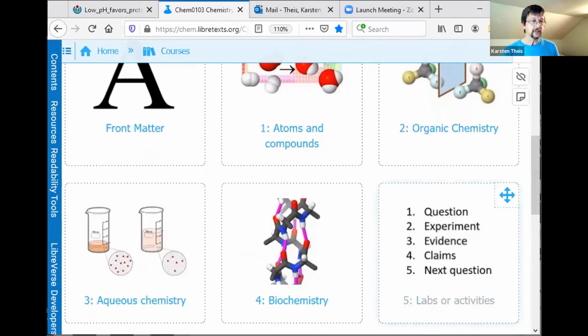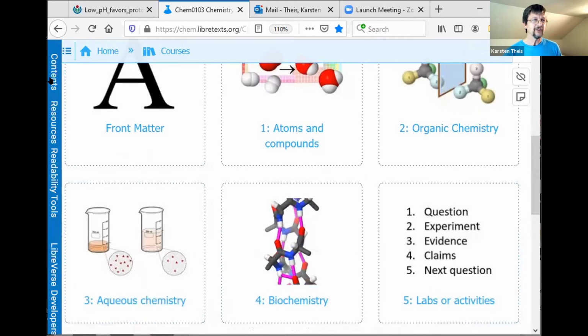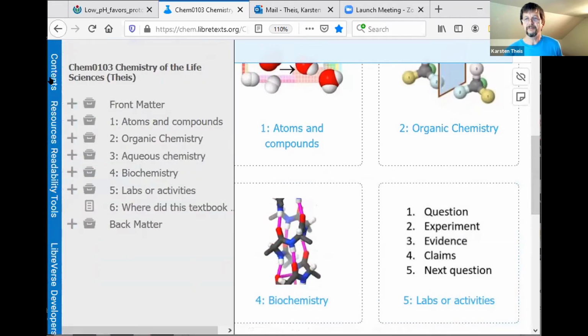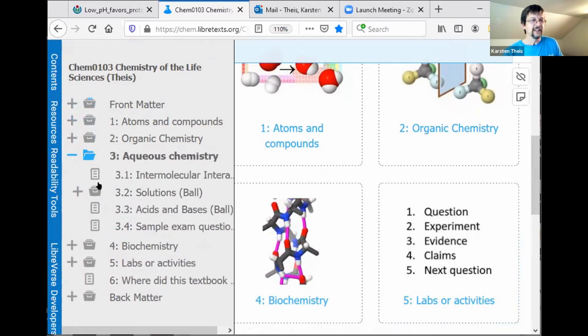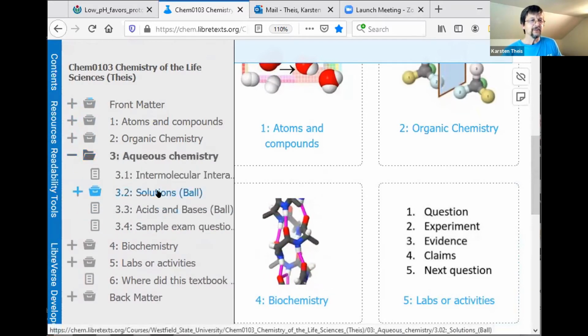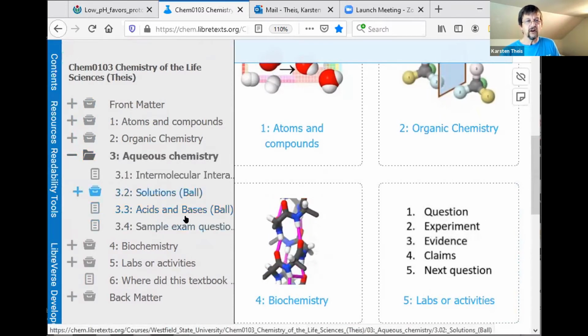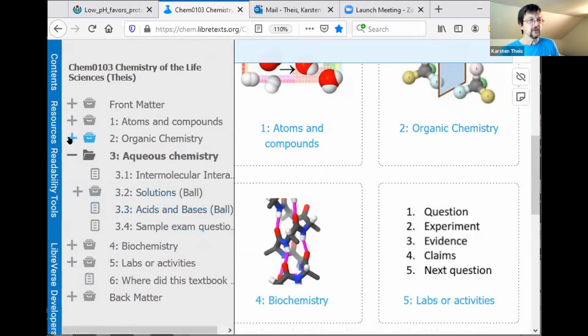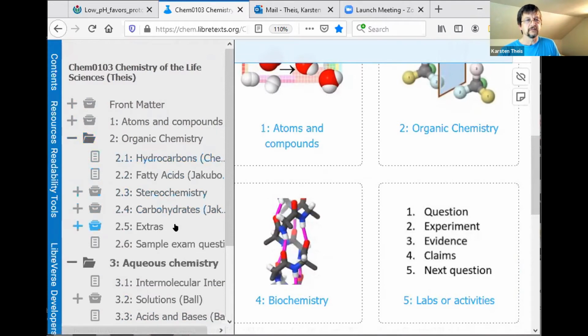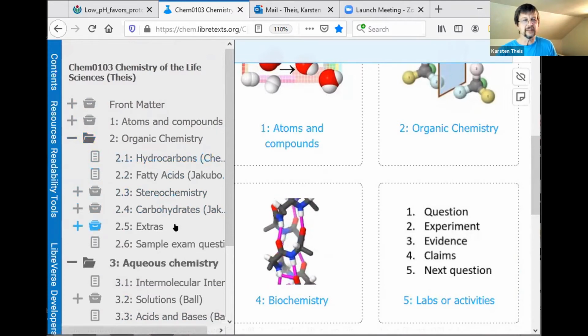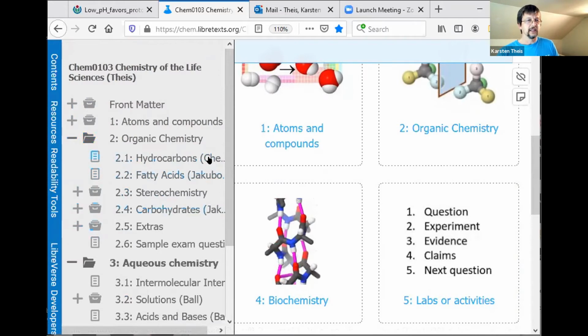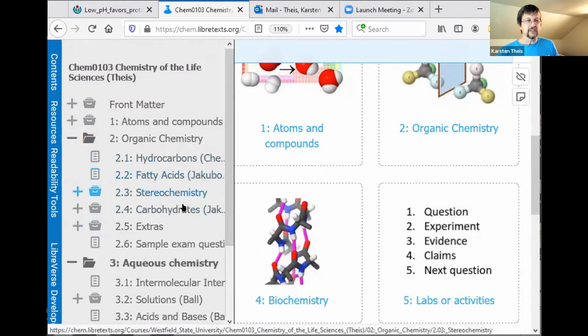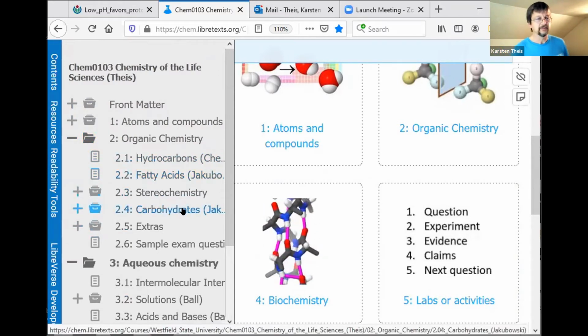Right now we're doing aqueous chemistry. I learned there's a table of contents here. I don't think that was there when I remixed the textbook, but then it suddenly appeared. Aqueous chemistry has a chapter, solutions, from Ball's textbook, and acids and bases. This is basically all from the same textbook, which is an intro chemistry textbook. But organic chemistry is taken from a lot of different textbooks. One is an intro textbook, one is a biochemistry textbook, so it mixes things up a bit.